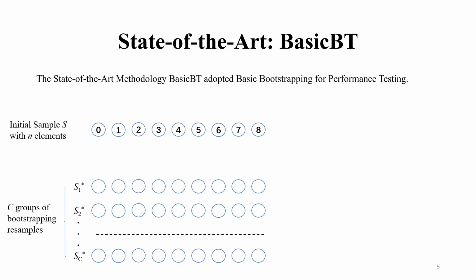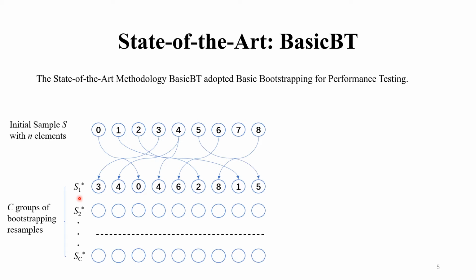Basic BT is one of the state-of-the-art testing methodologies that adopt basic bootstrapping for performance testing, and here is an example for basic BT. First, we have the initial sample S with n elements from performance testing in step 1. To simplify this demonstration, we set n to 9. We then use basic bootstrapping to construct the very first bootstrapping resample. To start with, we randomly draw an element from sample S with replacement, and then we randomly draw another element with replacement from sample S. We repeat the drawing again and again for a total of 9 times.